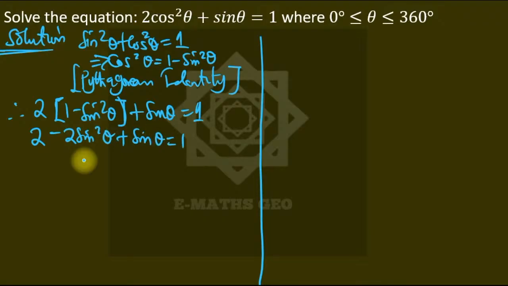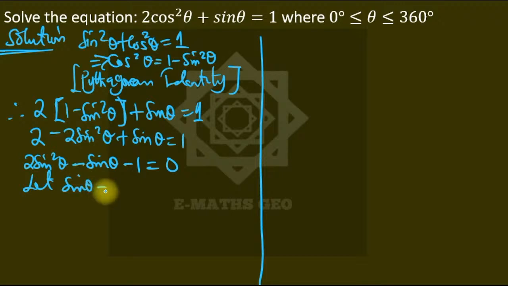So if I move this to the other side, it becomes positive. Move that, becomes negative. Move 2 to that side, so 1 minus 2 is minus 1. We are left with 0 on the left hand side. Looking at this, it is a quadratic equation, yes. Let's say let sine theta be x. So this is 2x squared minus x minus 1 equal to 0.